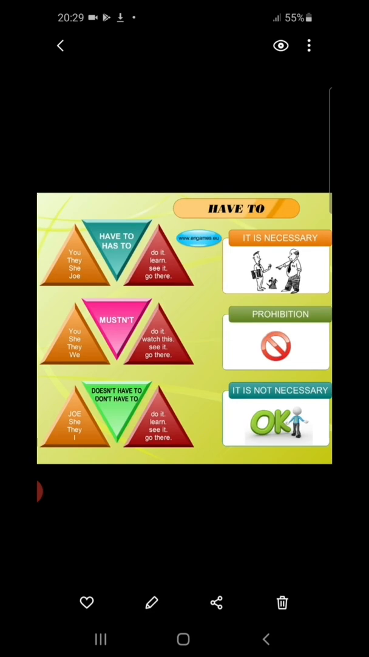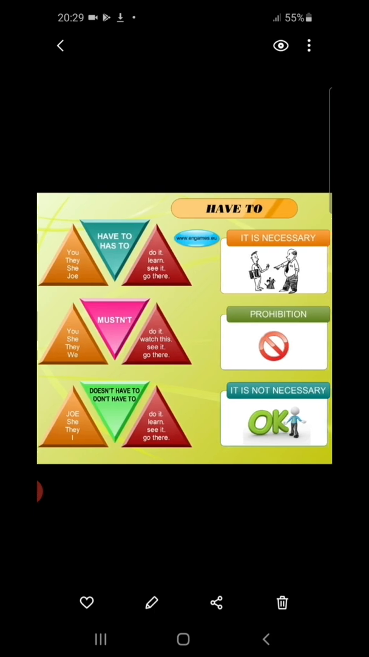Next. Joe doesn't have to do it. She doesn't have to learn. They don't have to say it. I don't have to go there. And doesn't have to or don't have to is not for what is necessary. It means what is not necessary, okay, is revealed by these two things.